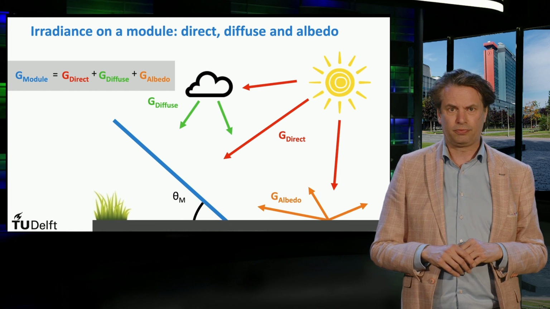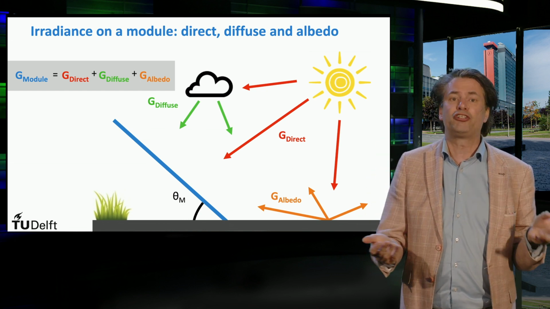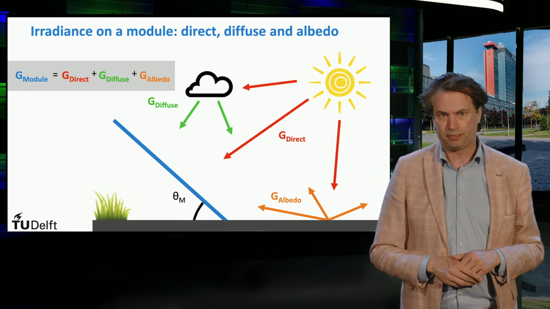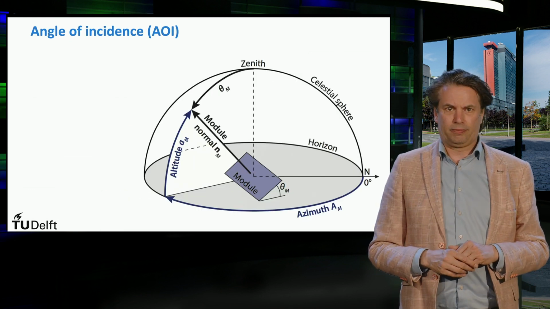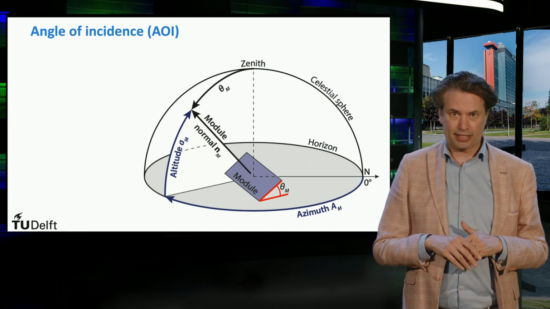in the neighborhood. To determine these components, we have to define the orientation of the module in reference to the horizontal plane of the observer. In this picture, our PV module is tilted with respect to the ground at an angle of theta m.